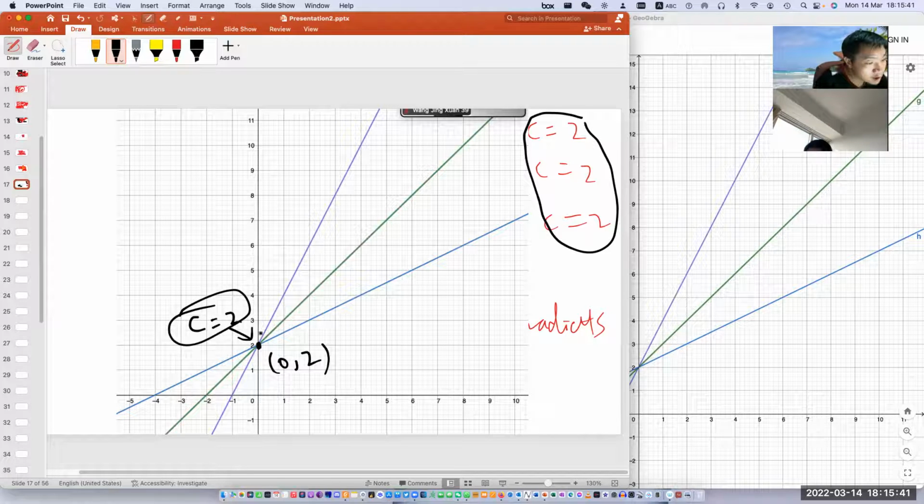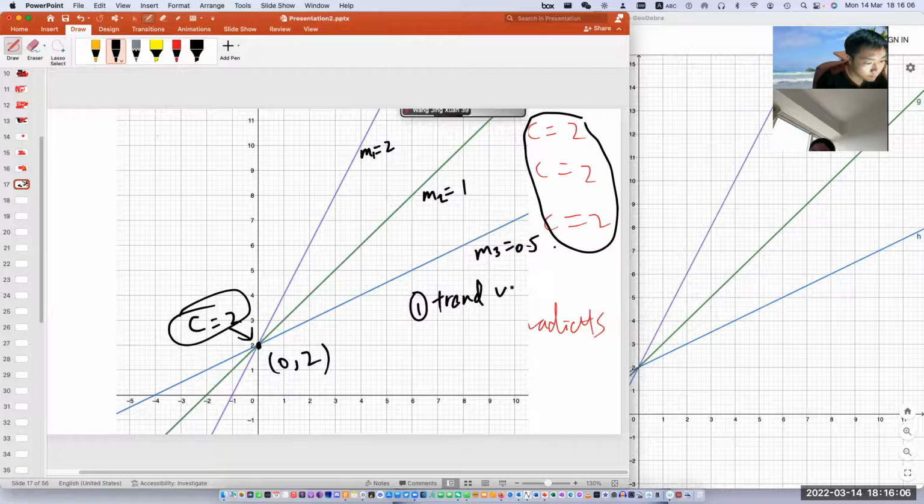Okay, and because of the different gradient, right, I still remember this is m1 equals 2. This one is equal to 1. This is m2 already. This is m3 equals 0.5. So, and they are all positive, by the way. Okay, positive 2, positive 1, positive 0.5. So you will see that. What's the conclusion? Number 1, trend up or slope up, because positive gradient. Okay.